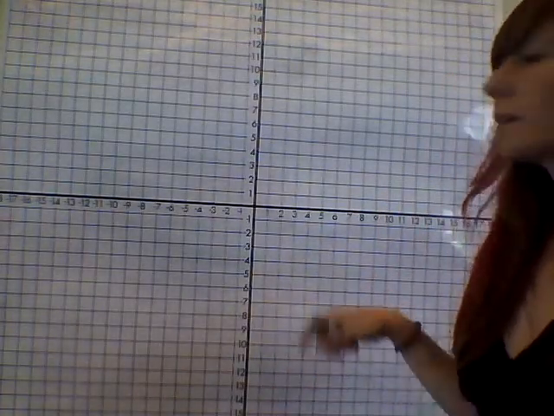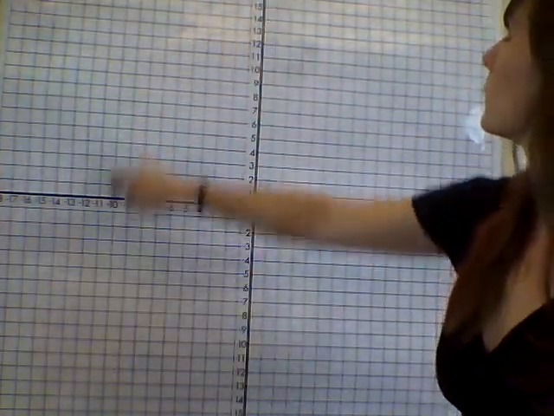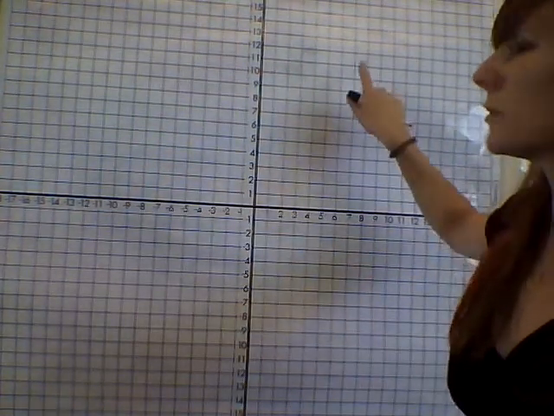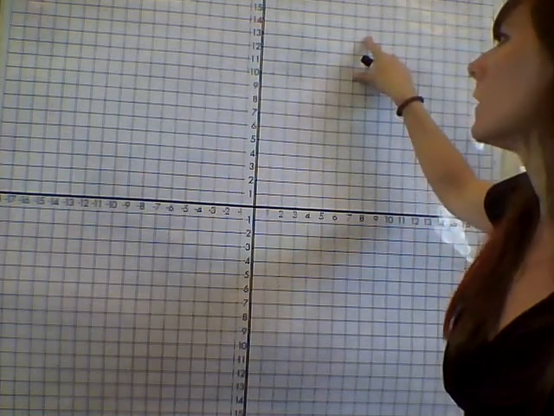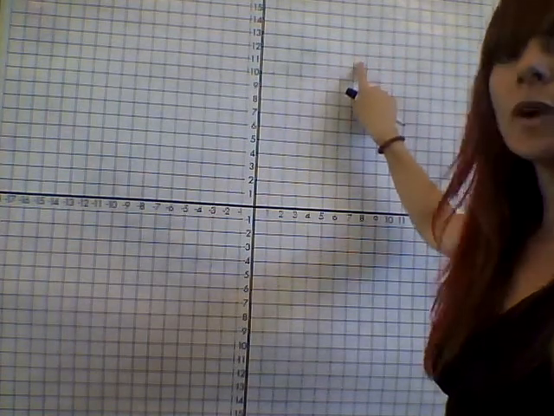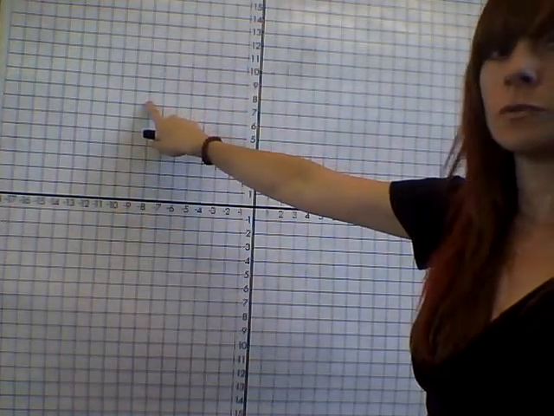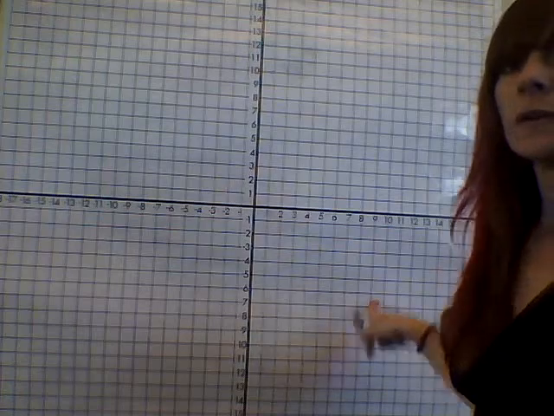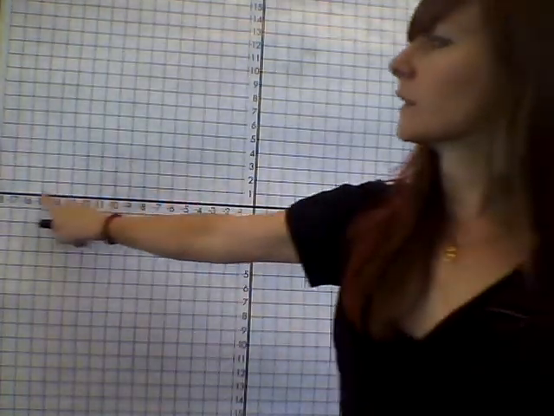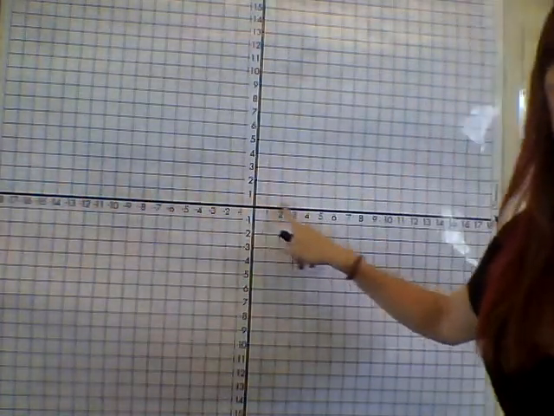So graphing on the coordinate plane ties into integers, because as you can see, this coordinate plane has 4 quadrants. This one over here in the upper right-hand side is quadrant 1. This is quadrant 2. This is quadrant 3. This is quadrant 4.